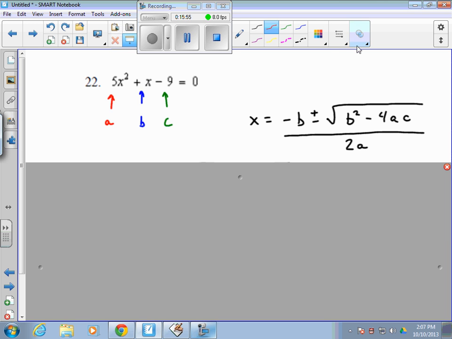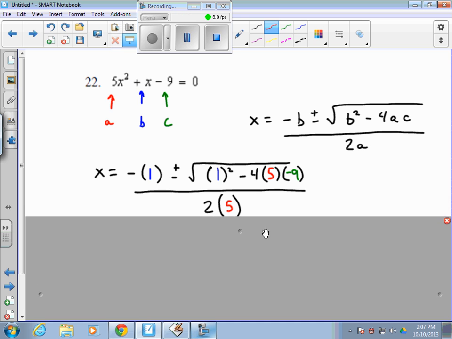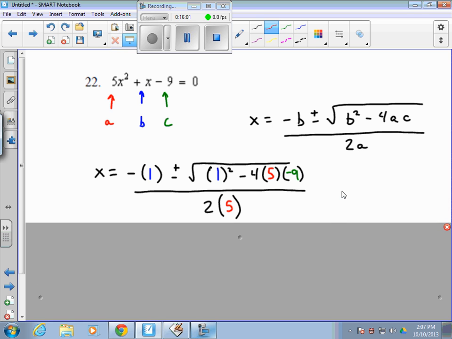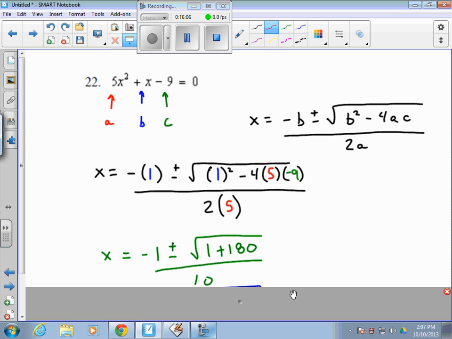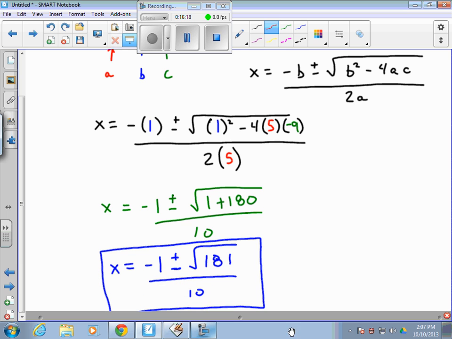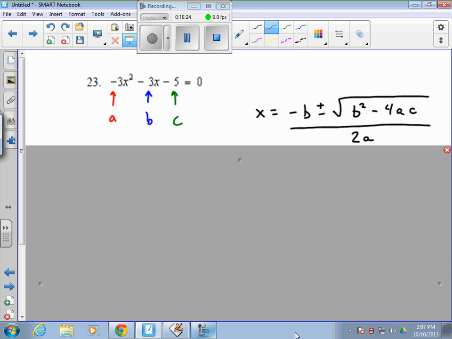Again, 5x squared plus x minus 9, we can see A, B, and C. Plug the values in for A, B, and C, and you're left with this. Then when you simplify it, 1 squared is 1, negative 1's on the outside, and then negative 4 times 5 is negative 20 times negative 9 is positive 180. So the square root of 1 plus 180 is the square root of 181. So you have negative 1 plus or minus the square root of 181 over 10.